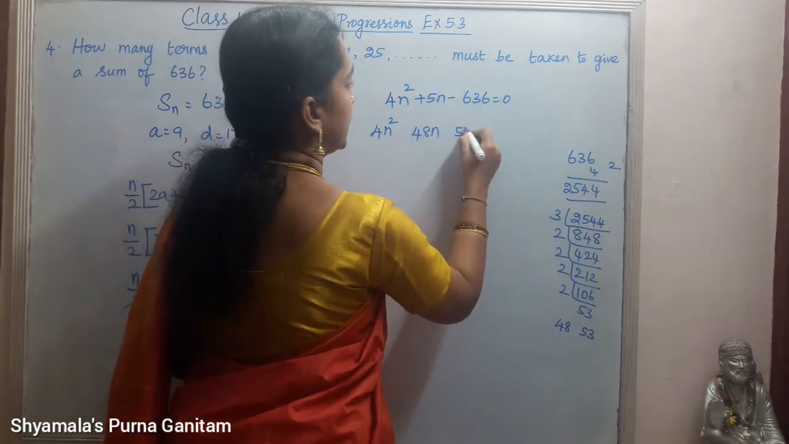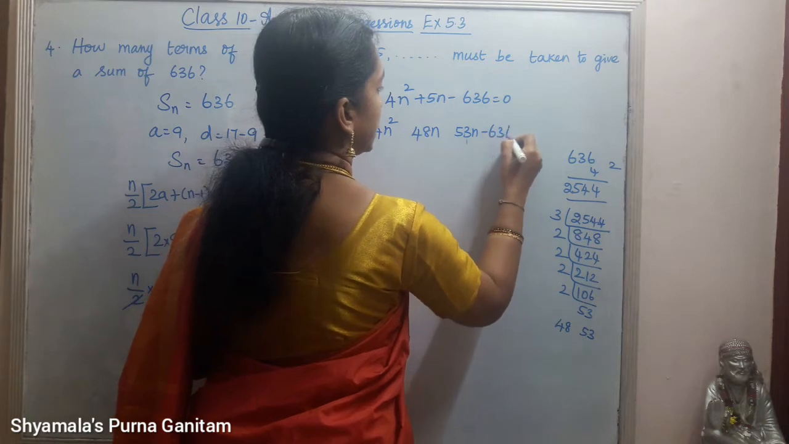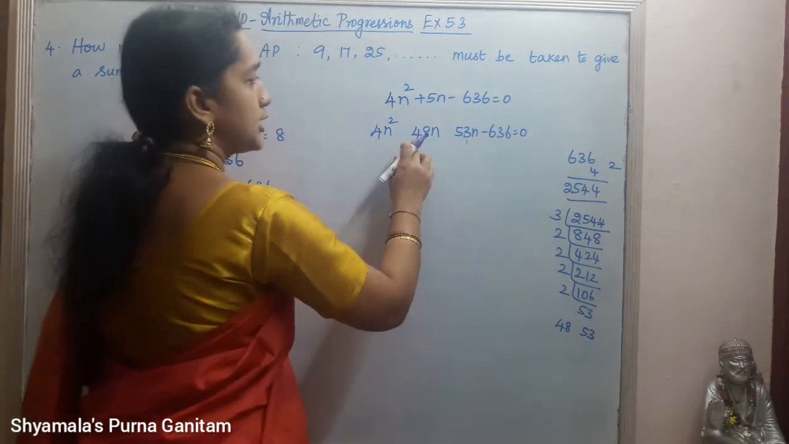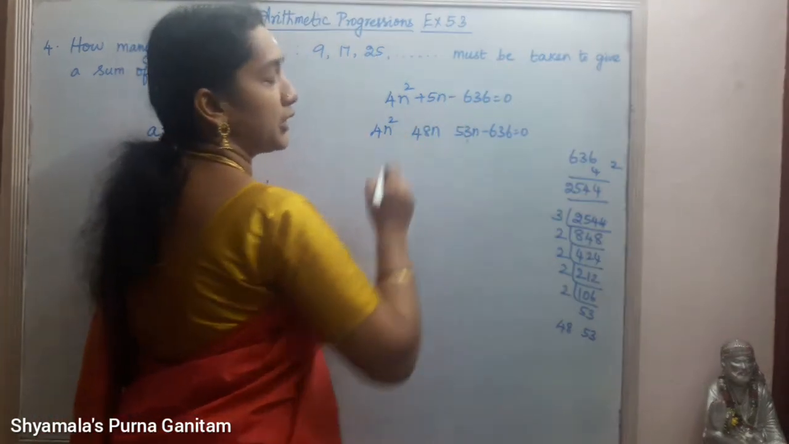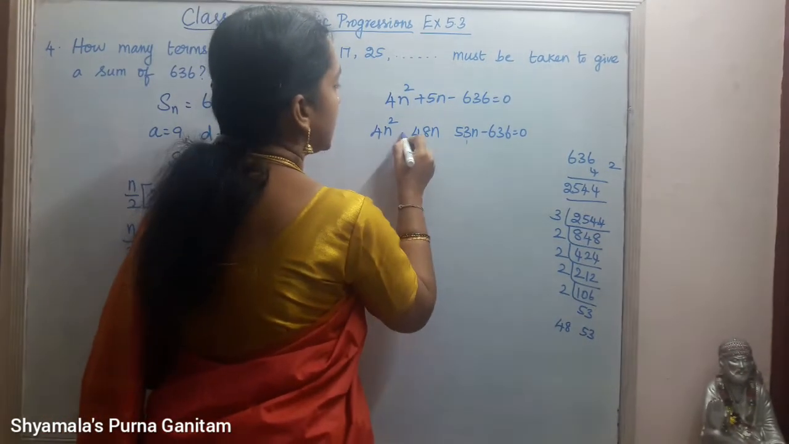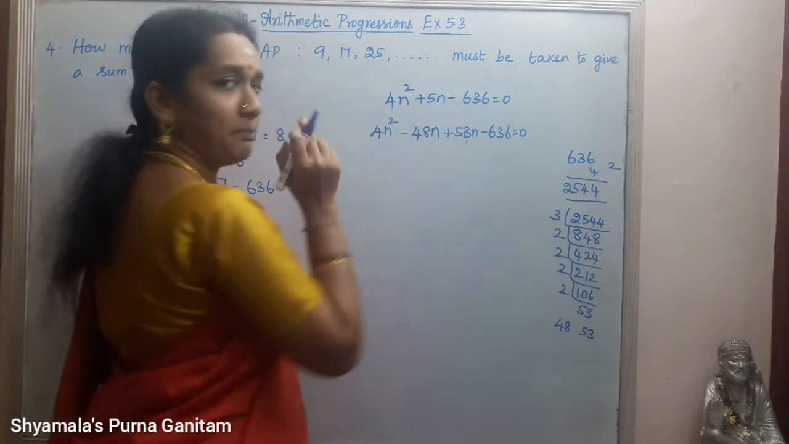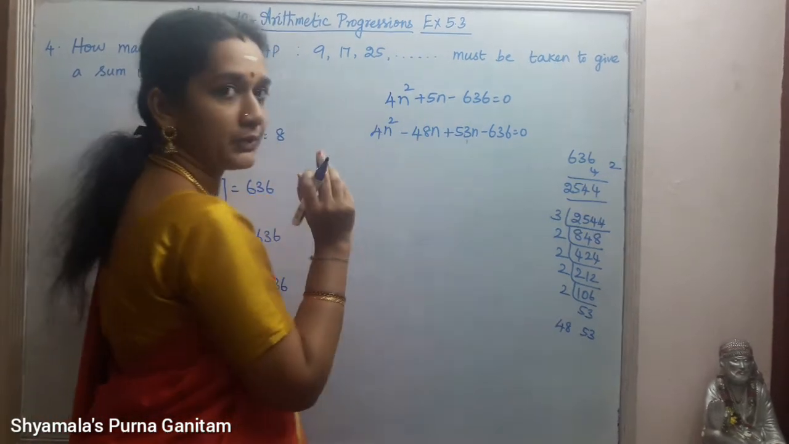So 4n squared and 48n and 53n minus 636 is equal to 0. So when we multiply this, we have to get minus 2544. So here we will take minus for the smaller number. For the bigger number, we need plus 5, so we will take plus 53 there.